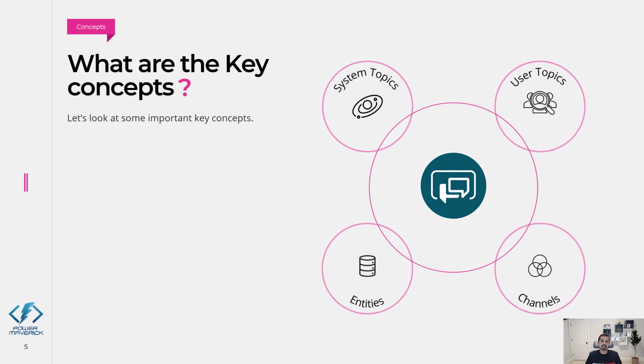Next, we are going to look at what are the key concepts in Power Virtual Agent. As you can see on the slide, we have system topics, user topics, then entities and channels. Now, system topics are something that are created by the system themselves, and these topics cannot be deleted. These topics cannot be deactivated, but you can certainly modify these topics.